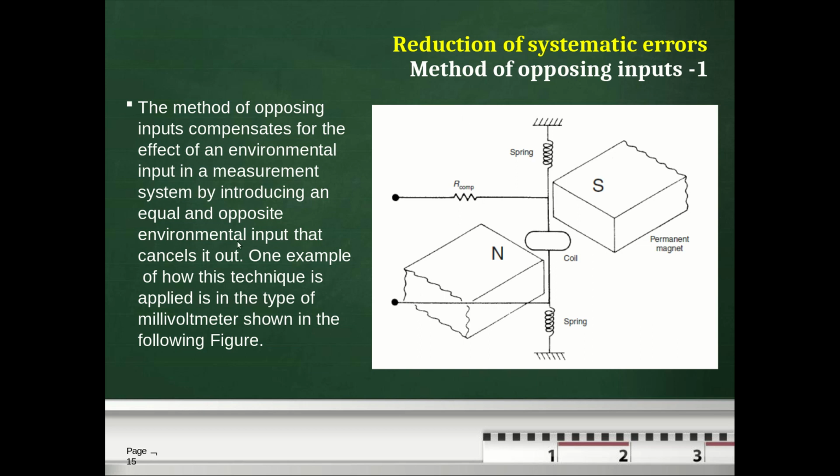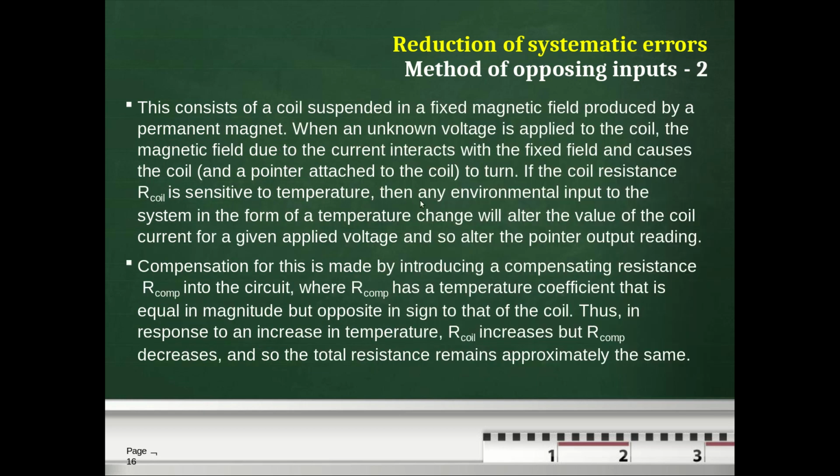For example, here, and this is a millivoltmeter, here I measure something in the coil. It changes its value according to the temperature. So we put here a resistance which changes its value according to the temperature, but in the opposite direction. So whenever the resistance of the coil changes, the resistance R component in the circuit changes with its temperature coefficient.